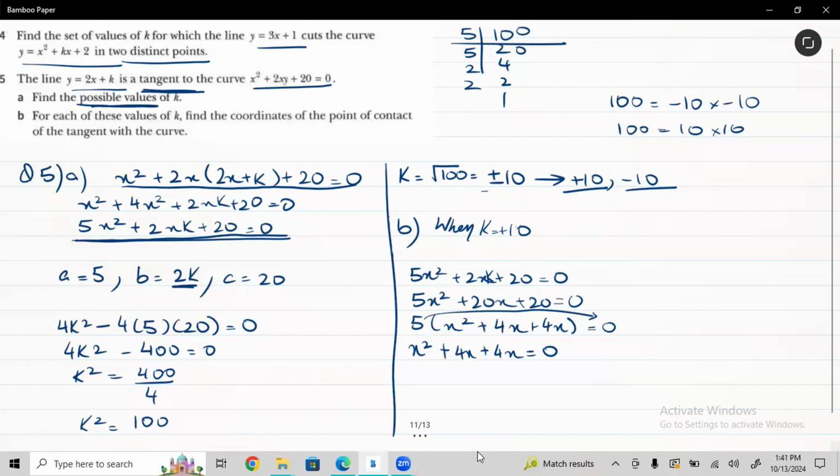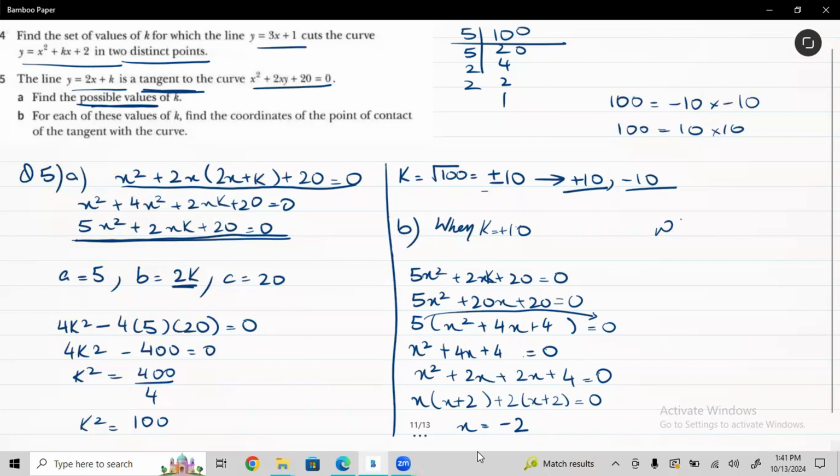Again, what's the factor of 4? 2 and 2. So x squared plus 2x plus 2x plus 4 in fact. My bad, I copied it down incorrectly. So x squared plus 2x plus 2x plus 4 is equal to 0. x as the common, x plus 2, 2 as the common, x plus 2 again is equal to 0. So both of our values are going to be the same. x is equal to negative 2.